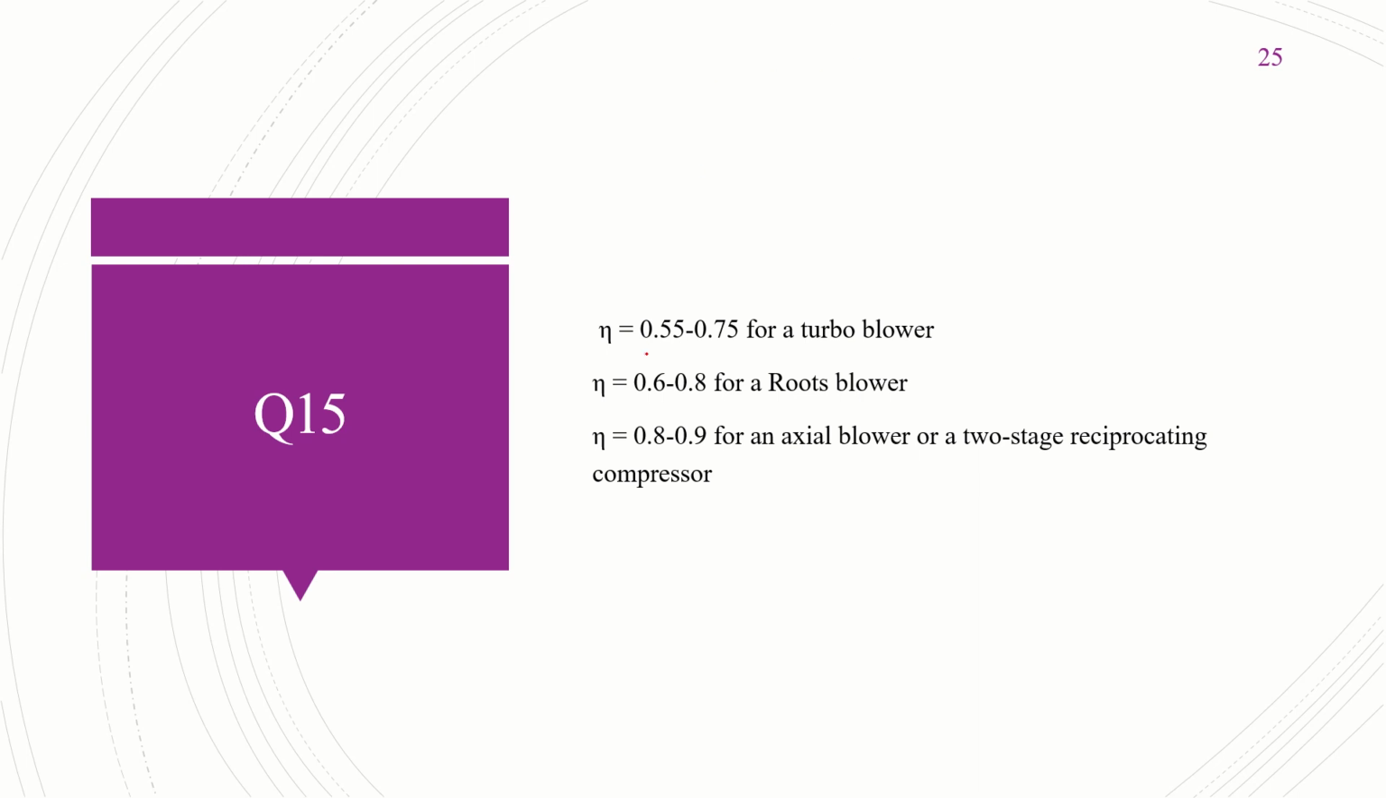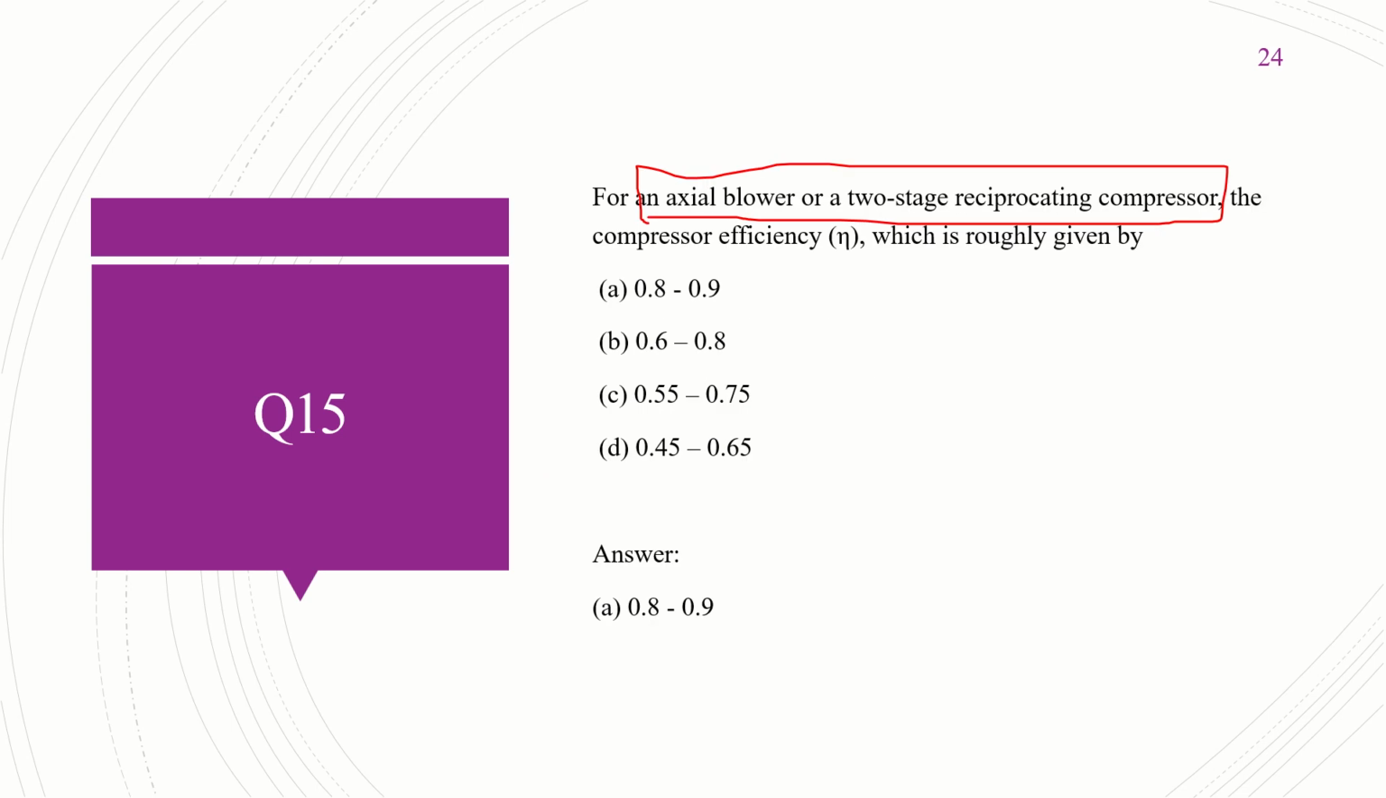It is 0.55 to 0.75 for a turbo blower, 0.6 to 0.8 for a roots blower, and 0.8 to 0.9 for an axial blower or a two-stage reciprocating compressor. So the question is about an axial blower or a two-stage reciprocating compressor, so the compressor efficiency is between 0.8 and 0.9.